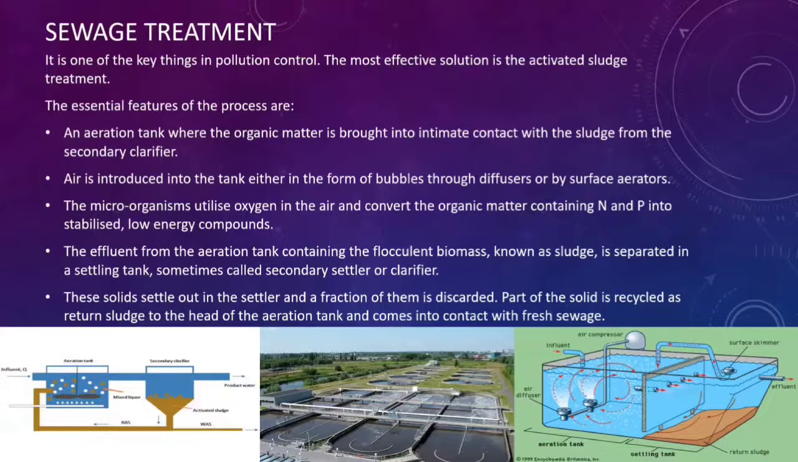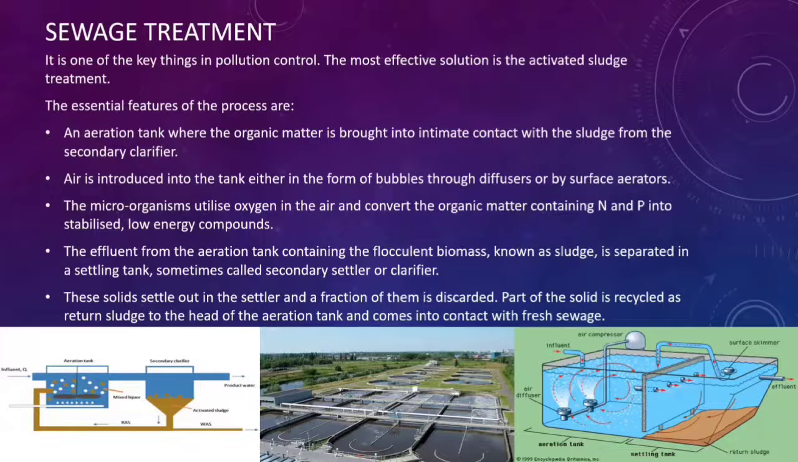The microorganisms utilize oxygen in the air and convert the organic matter containing nitrogen and phosphorus into stabilized, low energy compounds such as nitrates, phosphates, carbon dioxide, water, and synthesize new bacterial cells. The effluent from the aeration tank containing the flocculent biomass, known as sludge, is separated in a settling tank, sometimes called secondary settler or clarifier.